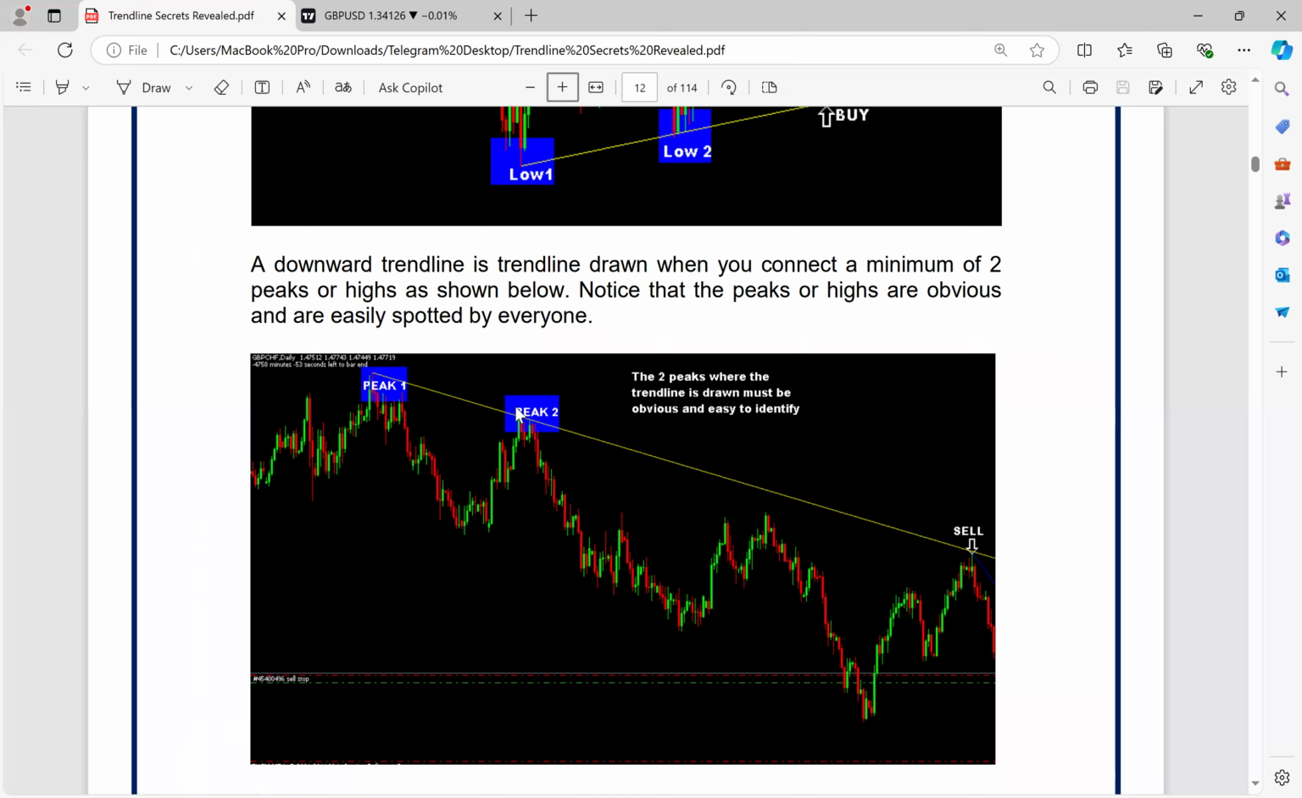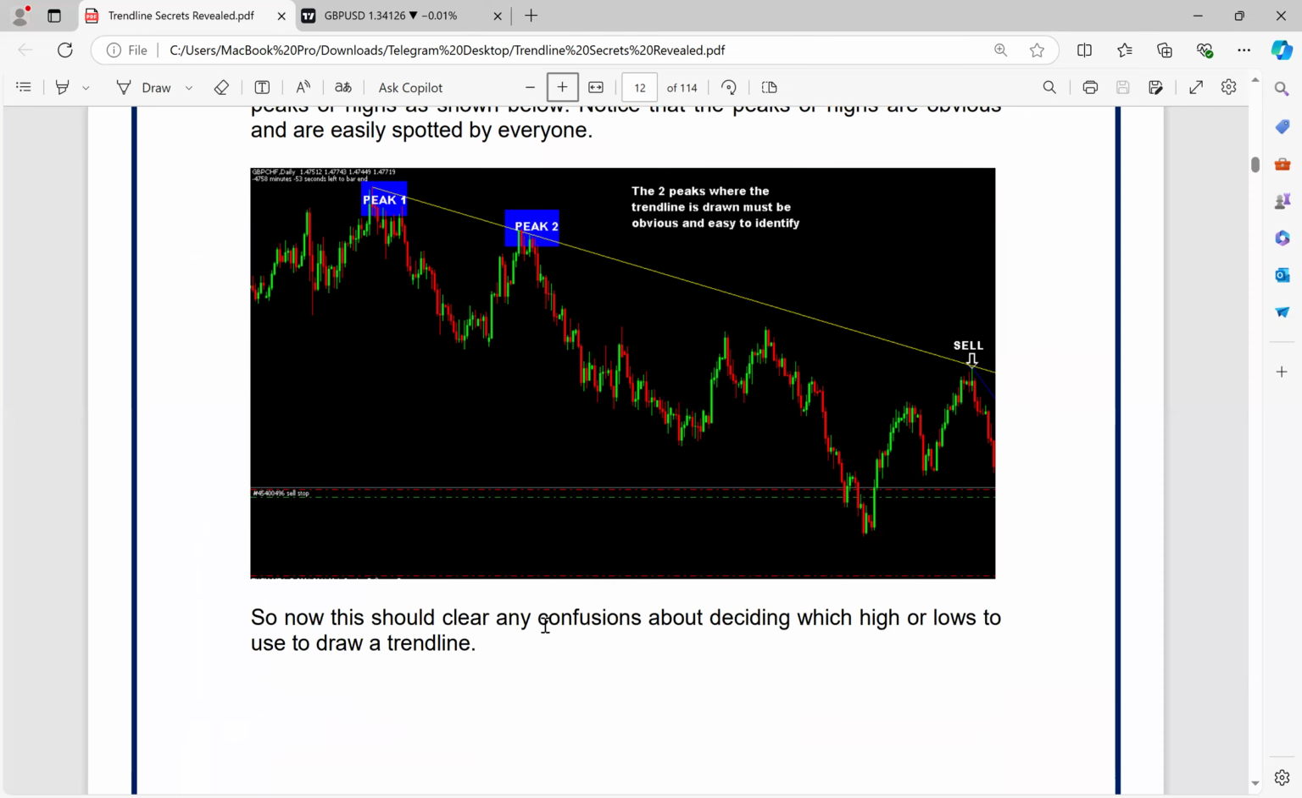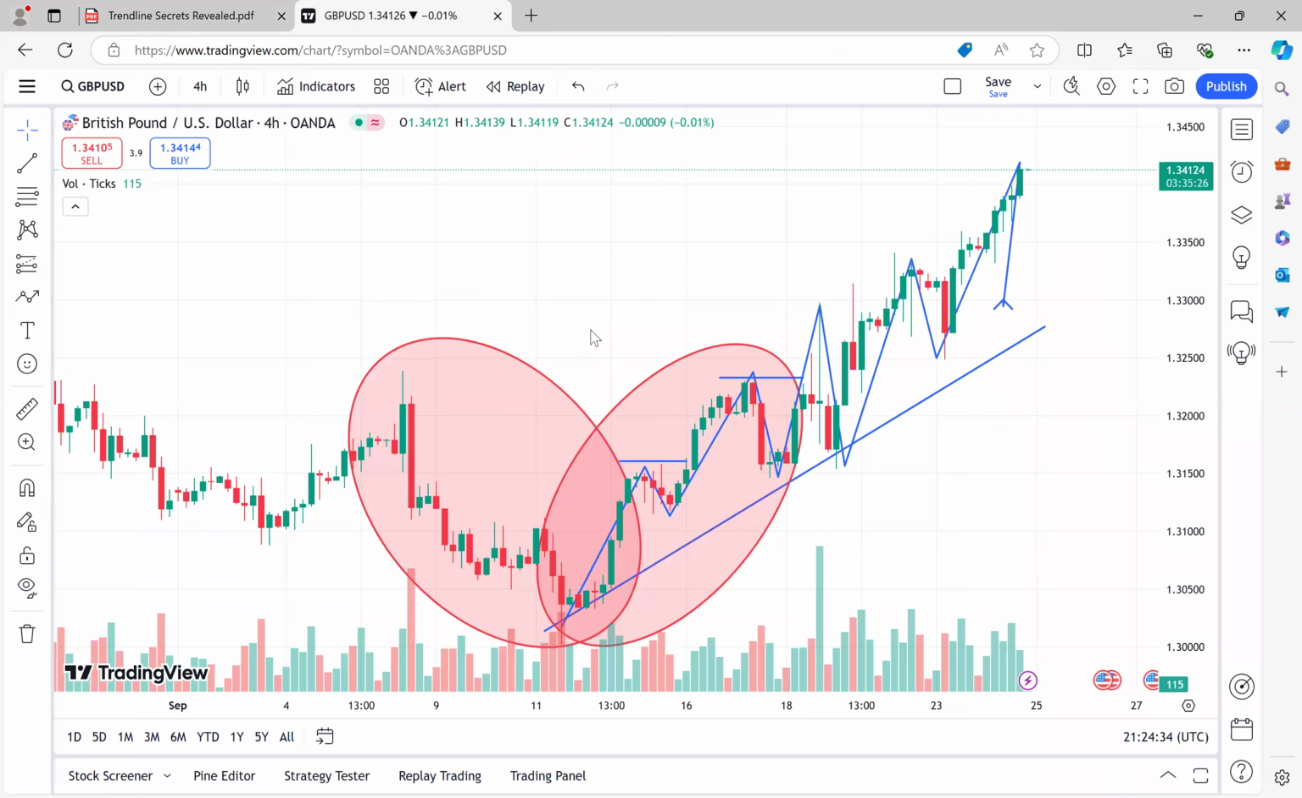Once you connect the two highs together, you extend it. You can see this point where they say sell. So now that is it. This should clear any confusion about deciding which trend line to draw from the chart illustration.